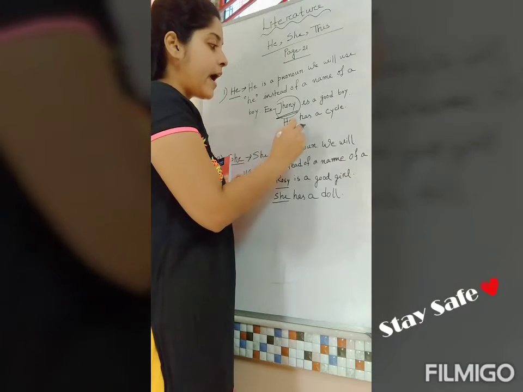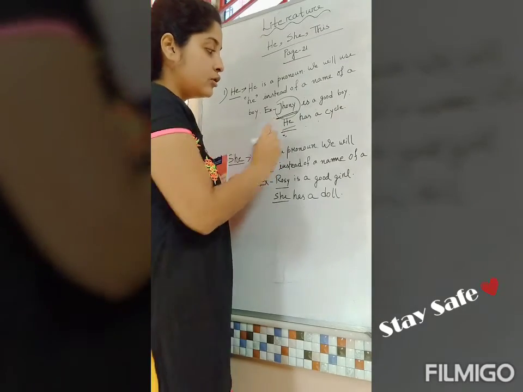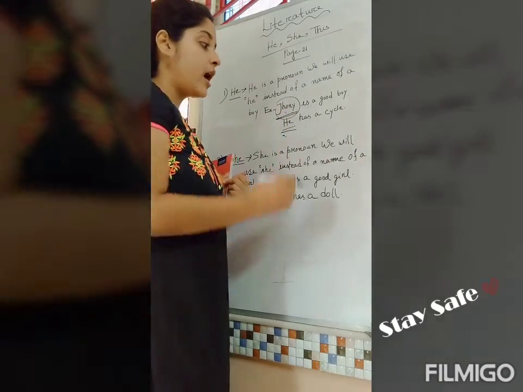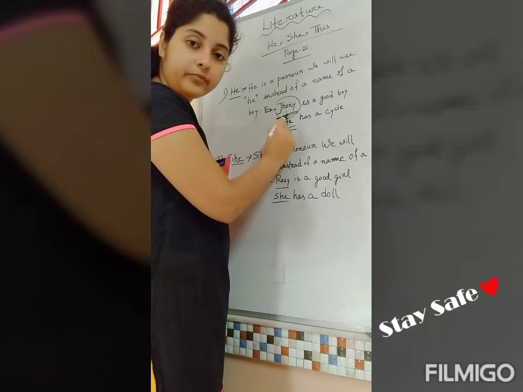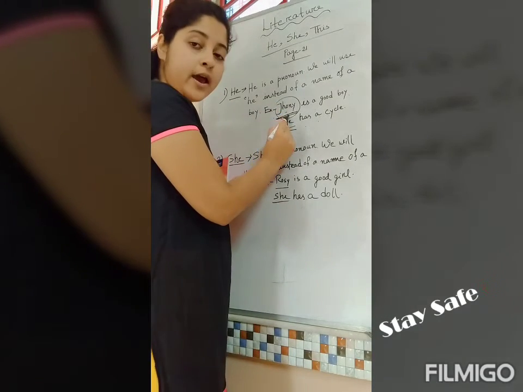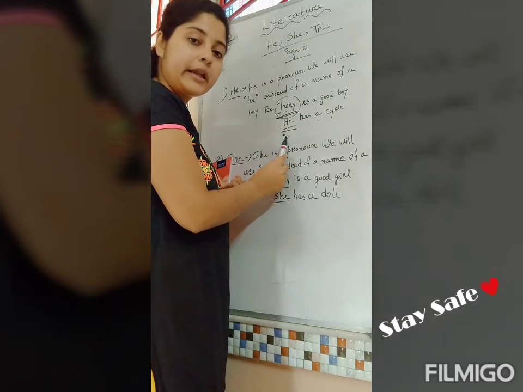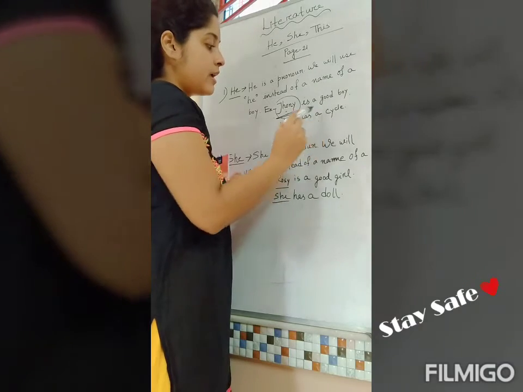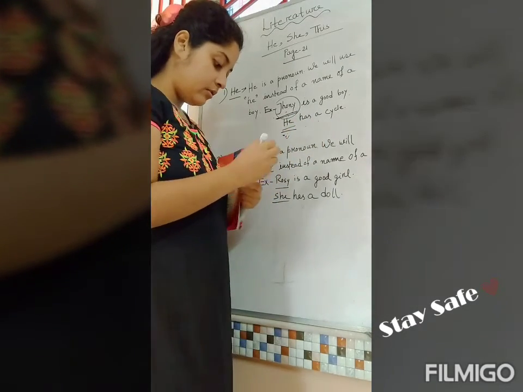He has a cycle. Here he means Johnny. I want to say something about Johnny, but I have used he instead of Johnny. Johnny is a boy. That's why I have used he. Hope you can understand. So Johnny is a good boy. He has a cycle.